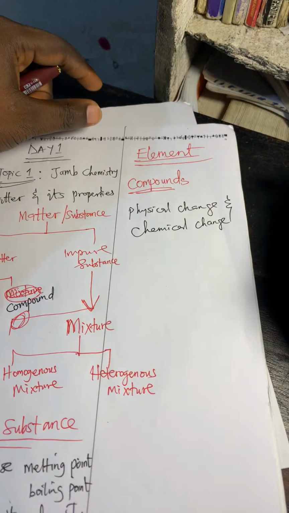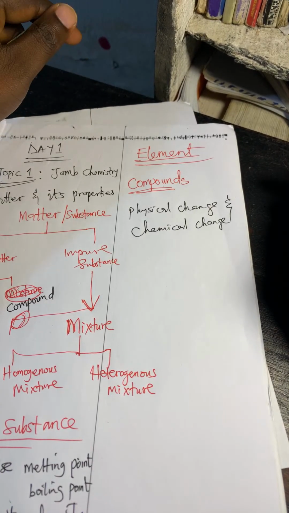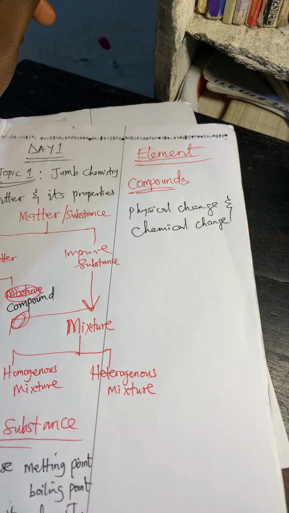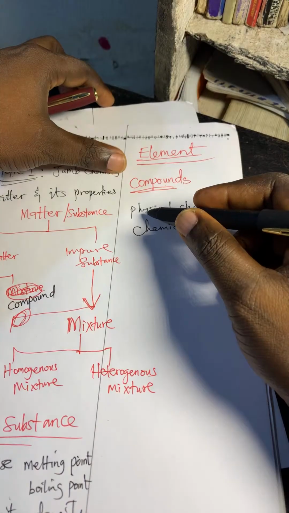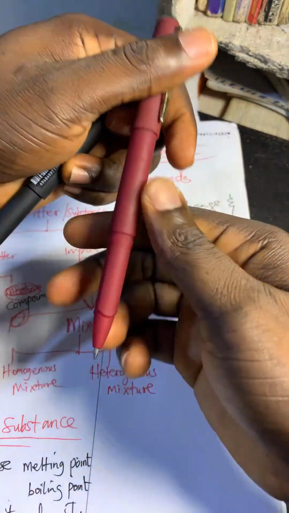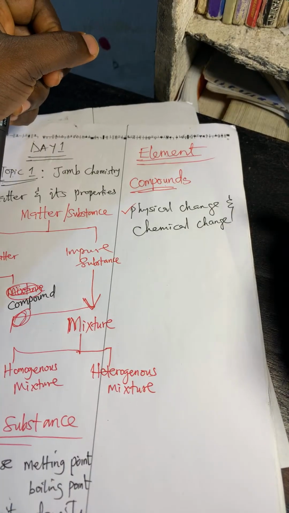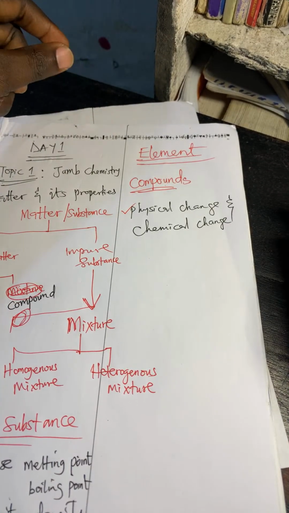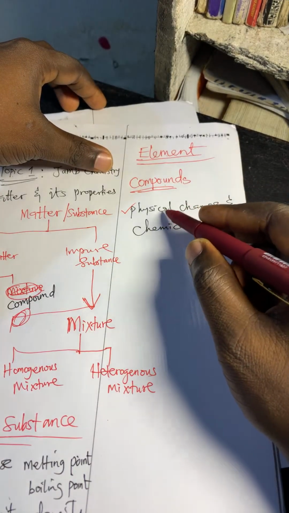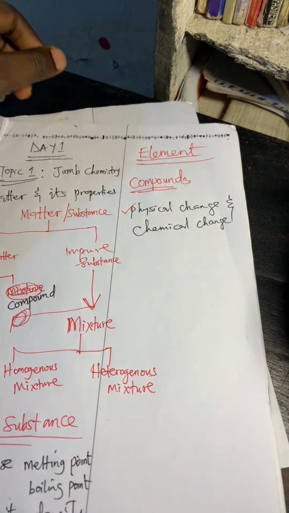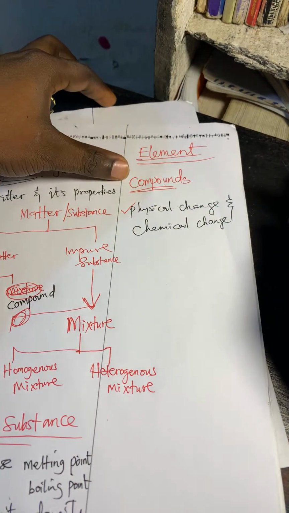Why one is the one that does not lead to the formation of new substances, and two, it is easily reversible. Are you seeing it now? So, of course, I say physical change. I want you to understand this. Physical changes are simply changes that do not lead to the formation of new substances, and they are easily reversible. That means it is a reversible reaction.